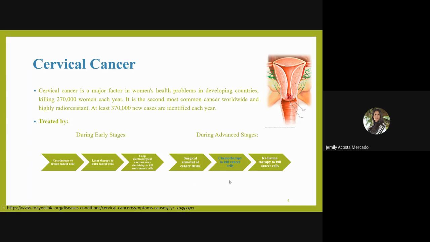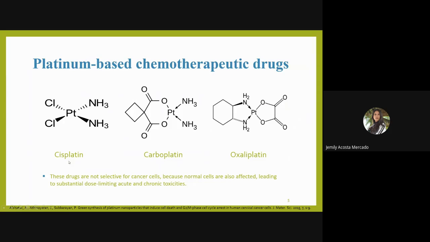For many years, platinum-based chemotherapy drugs, including cisplatin, carboplatin, and oxaliplatin, have been used to manage cancer. Those drugs are not selective for cancer cells because normal cells are also affected, leading to substantial dose-limiting acute and chronic toxicity.